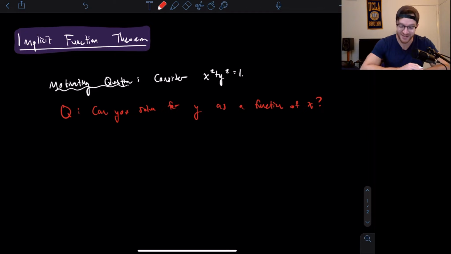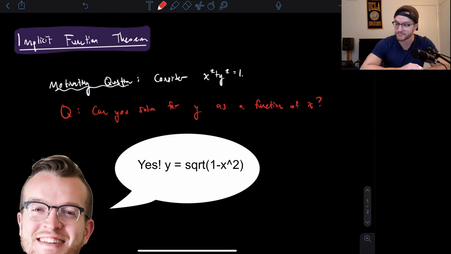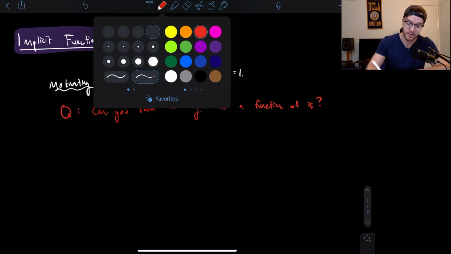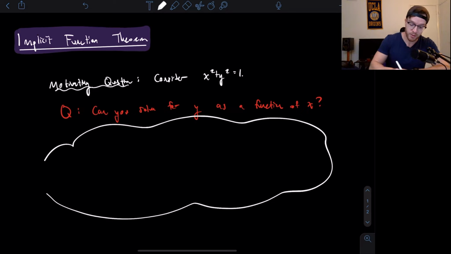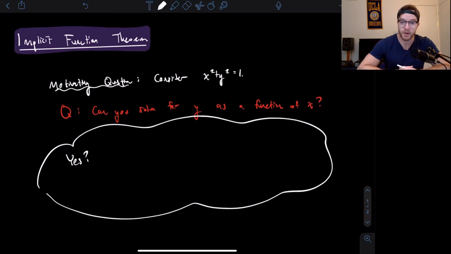Easy question, right? Does anyone have any ideas? Okay, so Joe has an answer. Thank you, Joe. Joe says, well, sure. Just do the algebra. If you want to solve for y in terms of x, move the x squared over, take a square root, and you get something like this. So thank you for the answer, but it was not a very good answer.